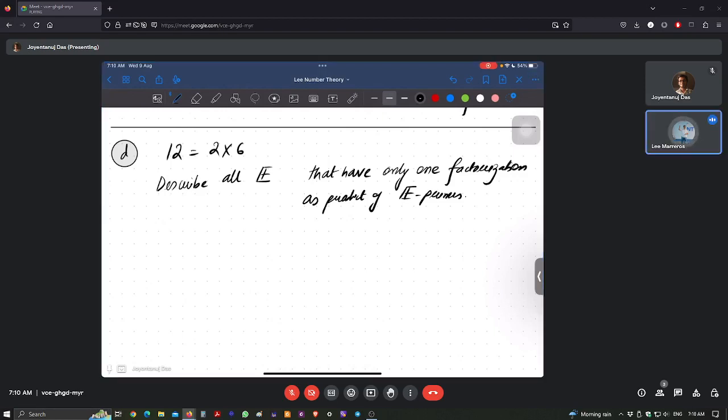it must be a multiple of 4. If it is not an E prime, it must be a multiple of 4. But what they're asking is that it has only one factorization. So if it is an E prime, then it is fine, right? It only has one factorization, so that is fine. Means we have to find, outside E primes, which even numbers satisfy this condition.